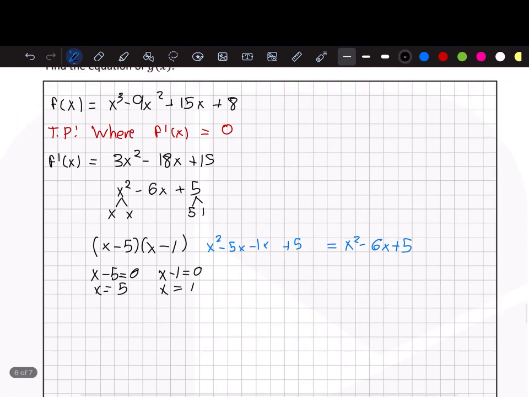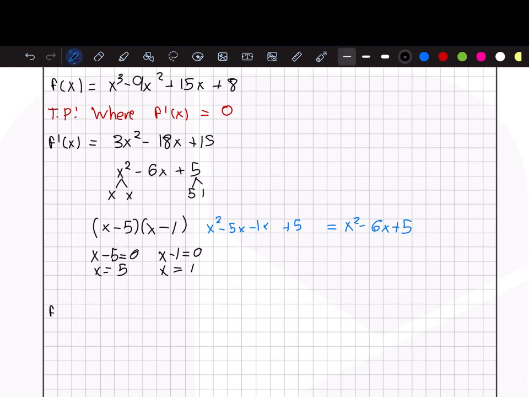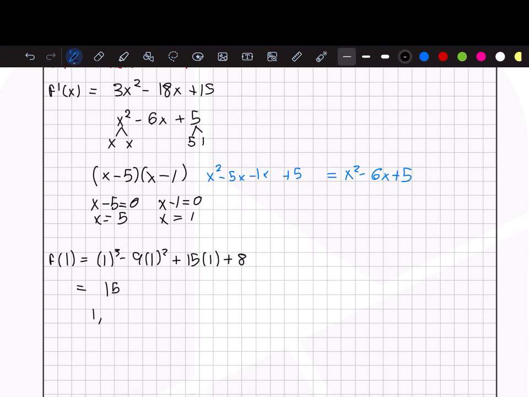So because I have these two, I'm going to take these values and substitute them back in here. And that'll give me the y value of the turning points. So if I do f of 1, that's going to be equal to 1 cubed minus 9 by 1 squared plus 15 by 1 plus 8. Just stick that all into your calculator. So what you get is 1 cubed minus 9 by 1 squared plus 15 by 1 plus 8, which is equal to 15. So this is the turning point 1, 15. That's the coordinates.